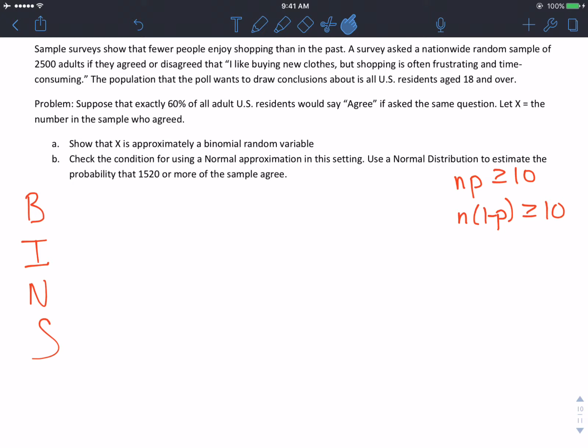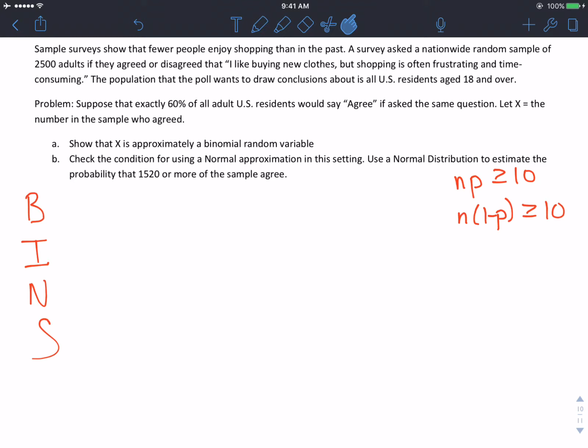We're going to look at this problem and do a normal approximation for binomial distribution using the large counts condition. And here we got 2,500 adults that we want to see if they agreed or disagree with "I like buying new clothes, but shopping is frustrating and time consuming."